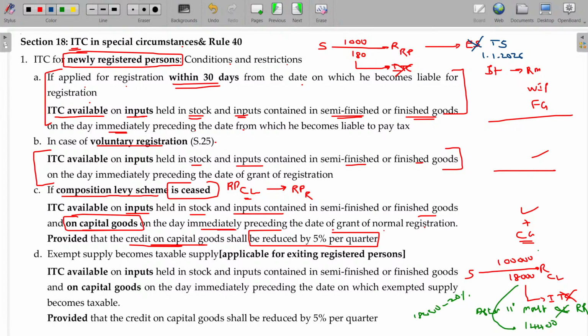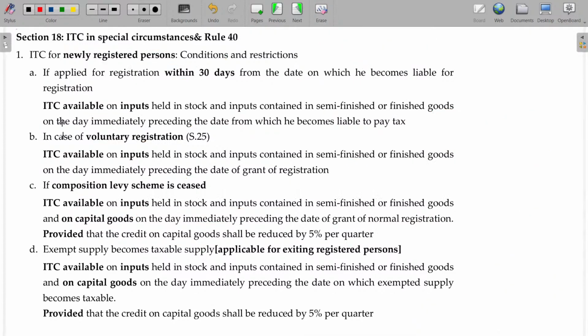As you are rendering exempted supply, you are not eligible for the ITC, but if you are rendering taxable supply, then you will be eligible, provided you purchased when you were rendering exempted supply, but the stock remains unused after getting into the taxable supply category. In this case, whatever stock you have as on this date, 1/1/26, probably 400 rupees worth of stock available with you, then for this 400 rupees, whatever GST you paid, you can claim the ITC. Not only that, capital goods are also eligible. Okay.